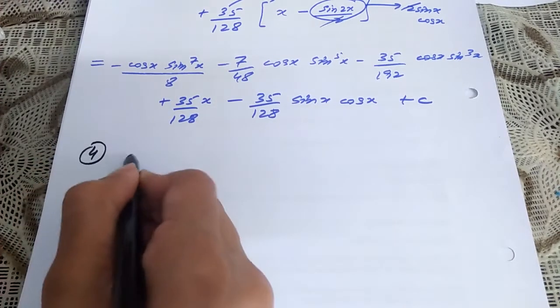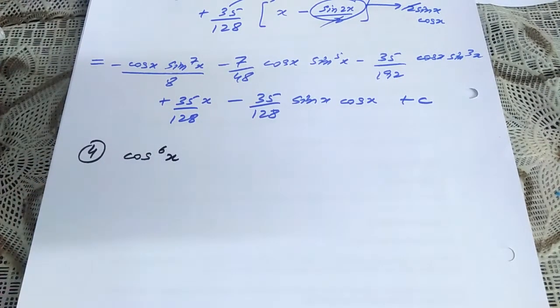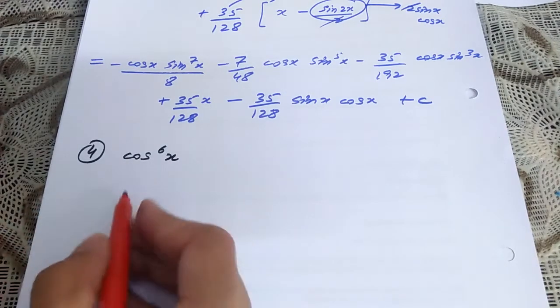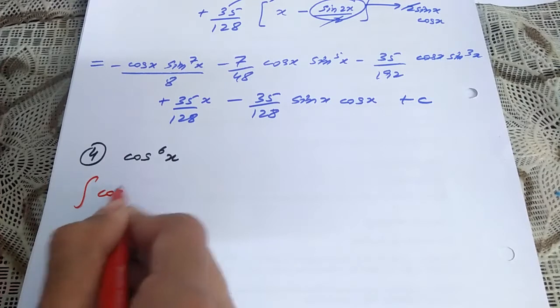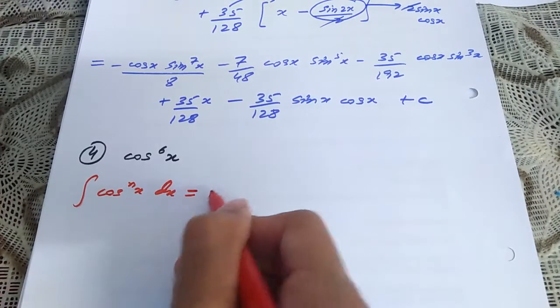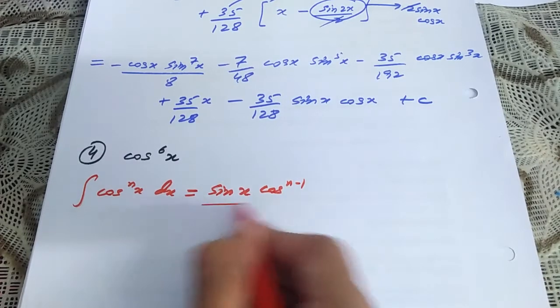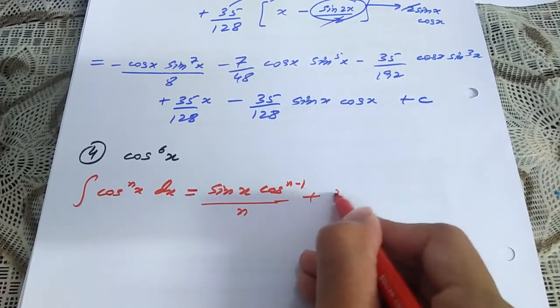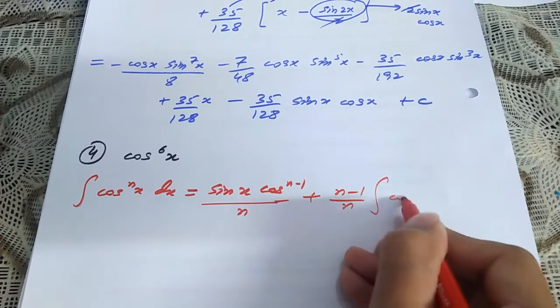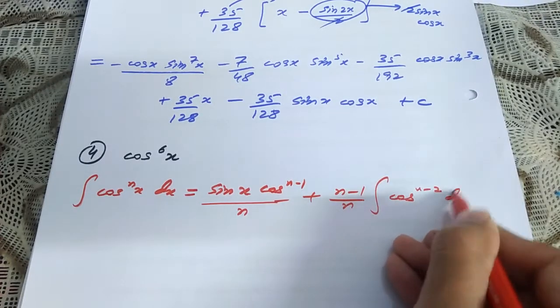Question number 4 is cos raised to power 6x. Using again the reduction formula here, and what is the reduction formula? For cos n of x dx, its reduction formula is sine of x cos of n minus 1 over n plus n minus 1 over n integration cos n minus 2 dx.